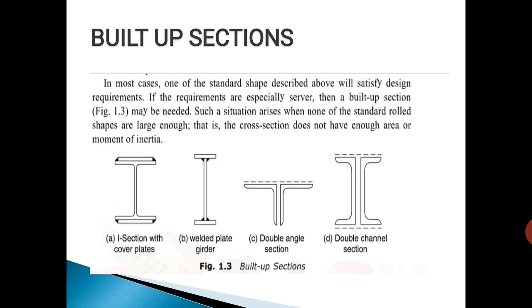If the requirements are especially severe, then a built-up section may be needed. Such a situation arises when none of the standard rolled shapes are large enough, that is, the cross section does not have enough area or moment of inertia.